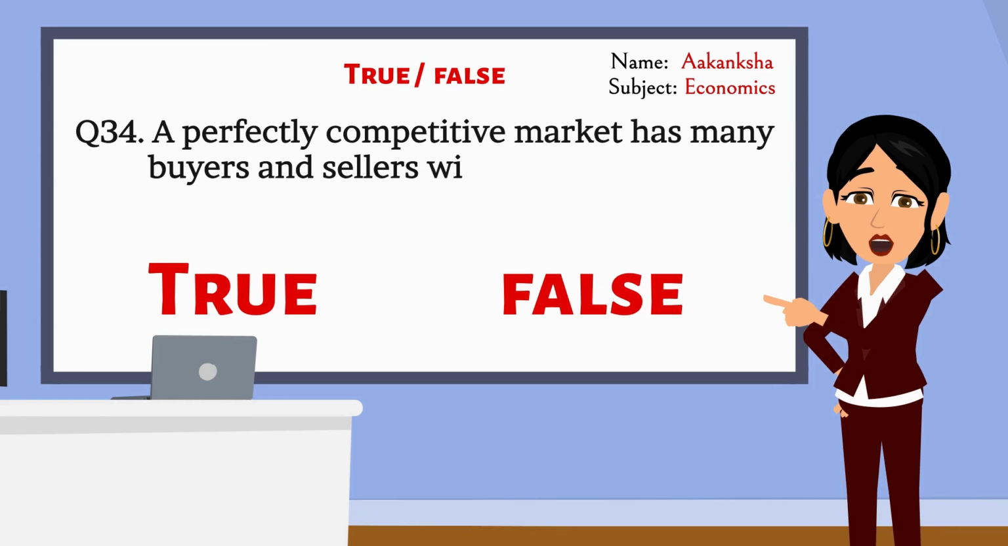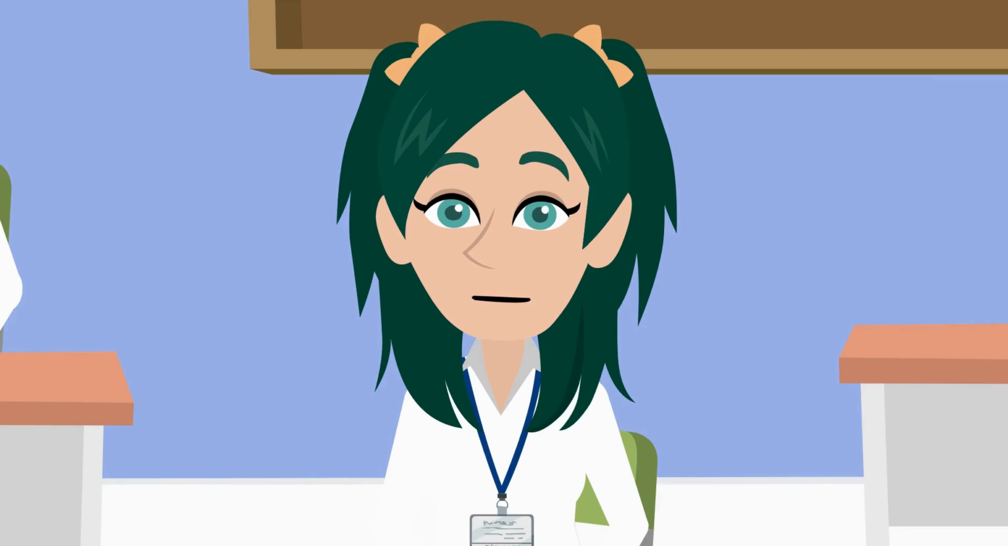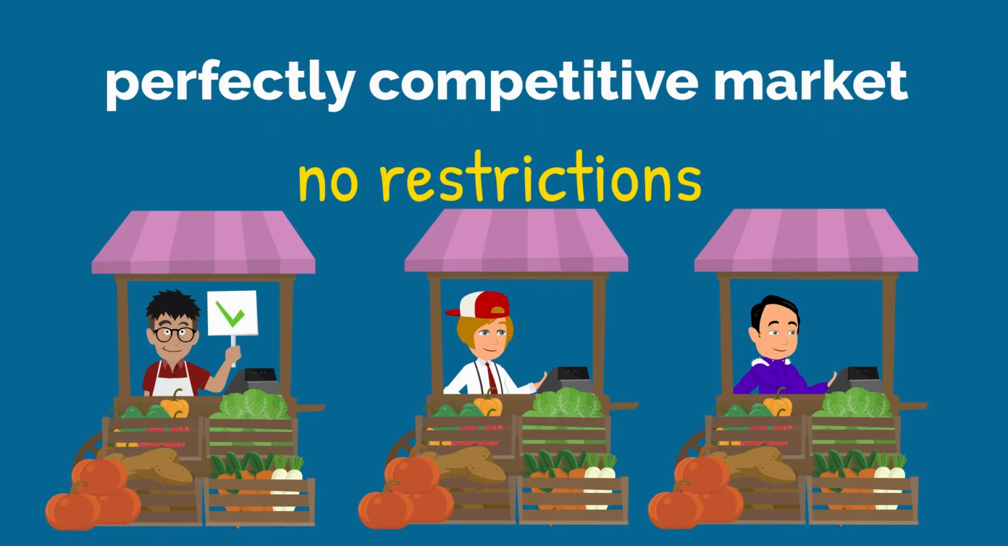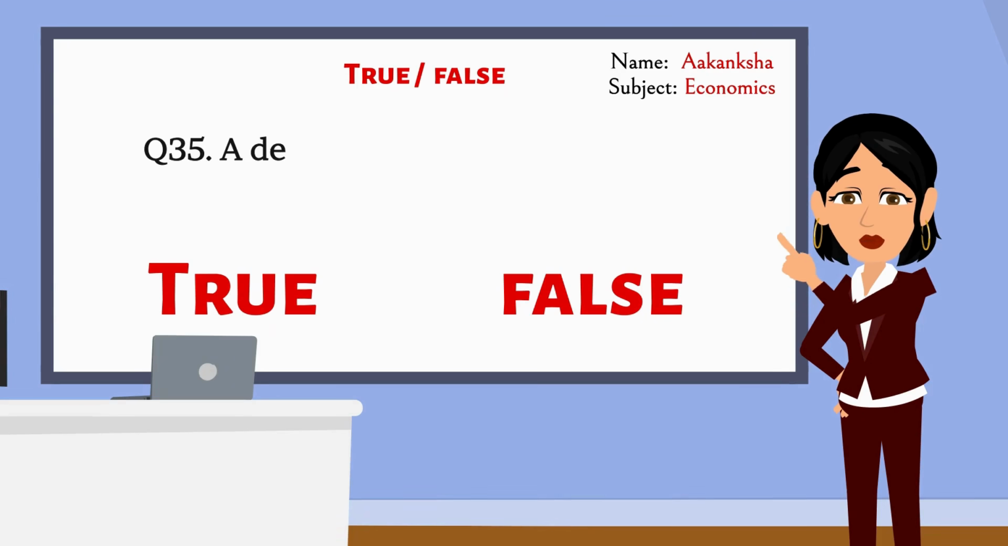Question 34. A perfectly competitive market has many buyers and sellers with no barriers to entry or exit. True or false? It's a true statement, ma'am. Correct, Bushra. Why is it true? In perfect competition, there are no restrictions on entering or leaving the market, and all participants are price takers. Well said, Bushra. Great understanding.